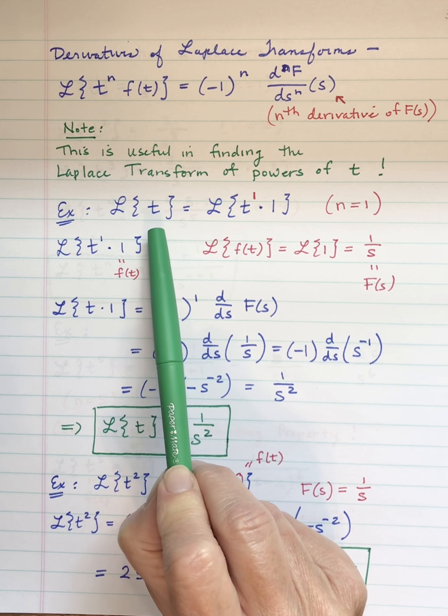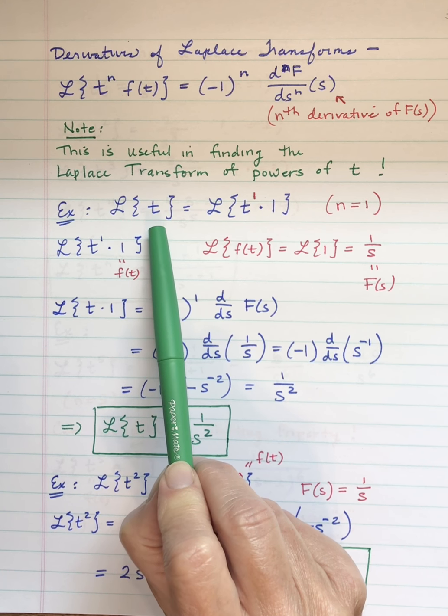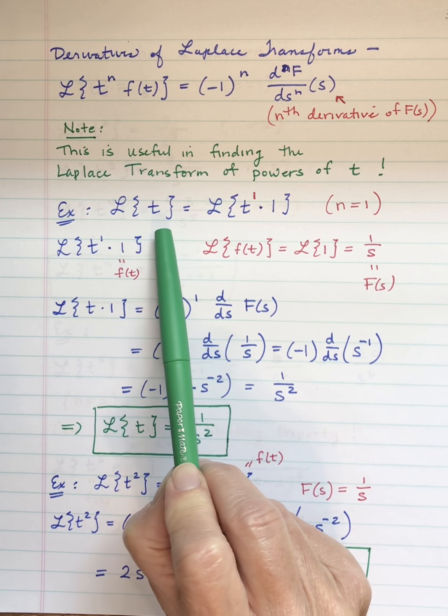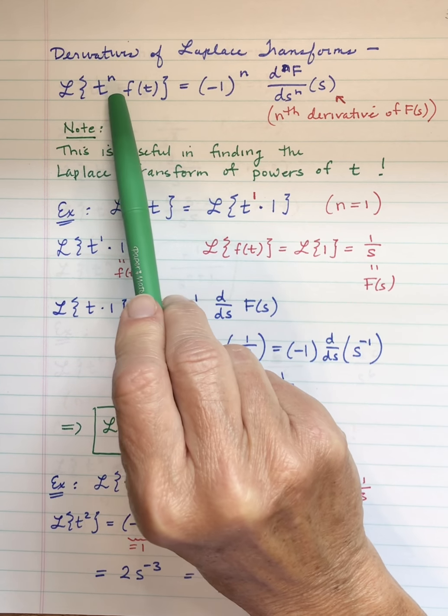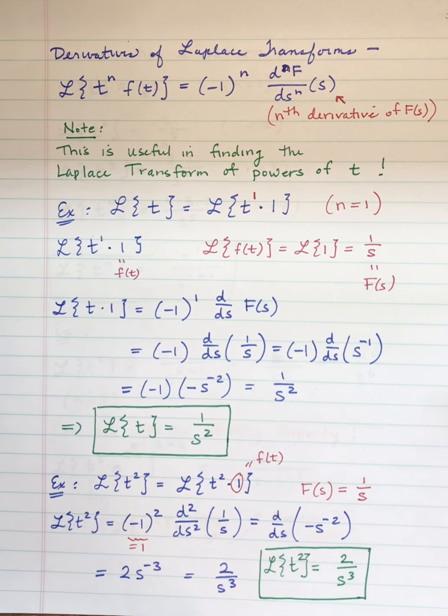If you use the definition, think about that. You'd have t times e to the minus st. You'd have to integrate by parts. So every step of this problem, we'd be integrating by parts more and more times. If we had a t to the nth power, we'd integrate by parts n times. So it gets kind of complicated, so we're trying to find an easier way to do it.